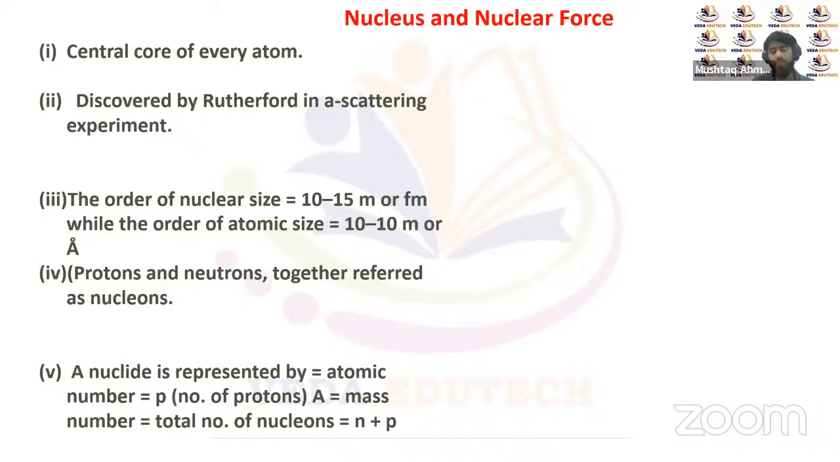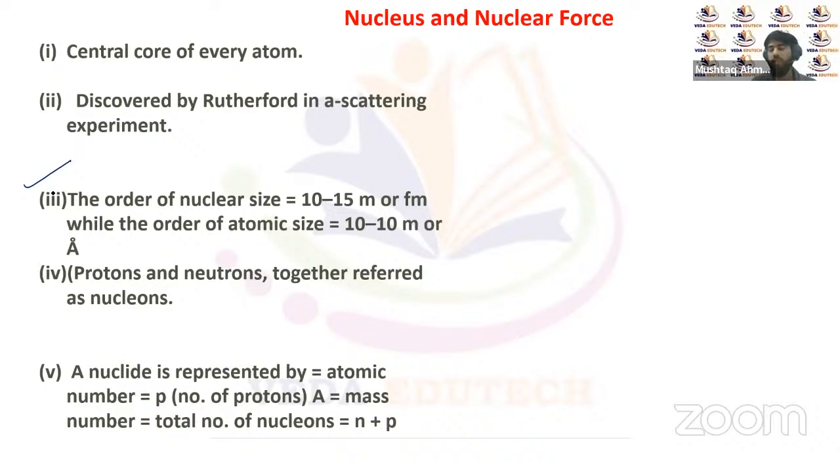The radius of this nucleus, or the nuclear size, is of the order of femtometers, that is, of the order of 10 to the power minus 15 meters. That's 1 femtometer. While the size of the atom is of the order of angstrom, that's 10 to the power minus 10 meter.